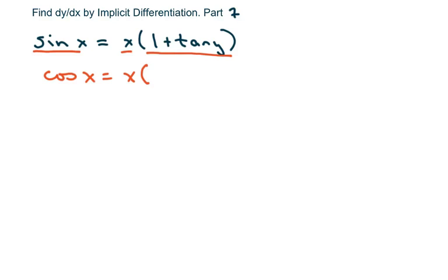Well, the derivative of 1 is just 0, so that's going to be 0 plus the derivative of tan of y. The derivative of tan of y is secant squared of y. Then you have to take the derivative of that, which is y prime. And then for the product rule, we're going to write down the second function, which is 1 plus tan of y, and then we're going to have a derivative of x, which is just 1.